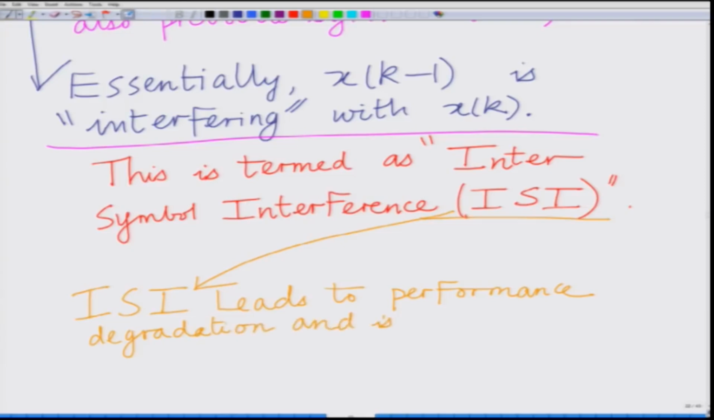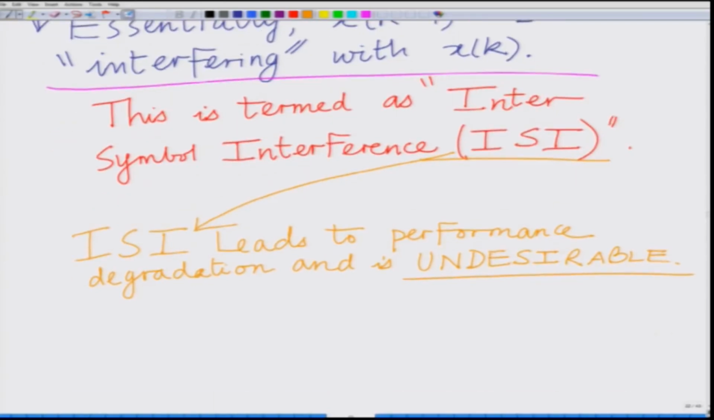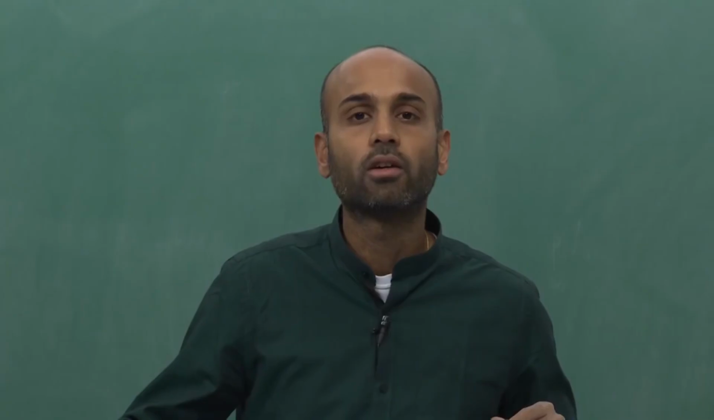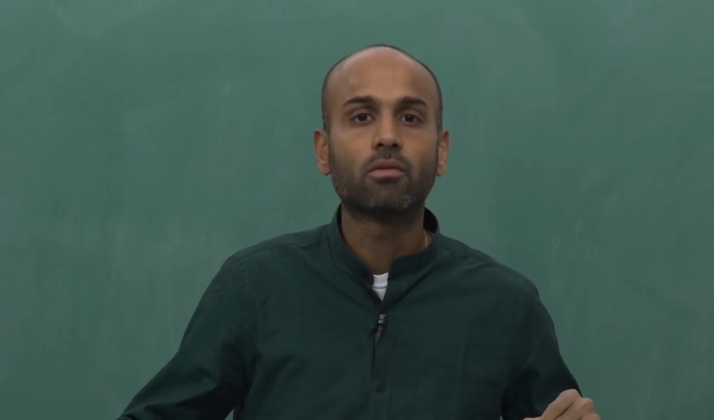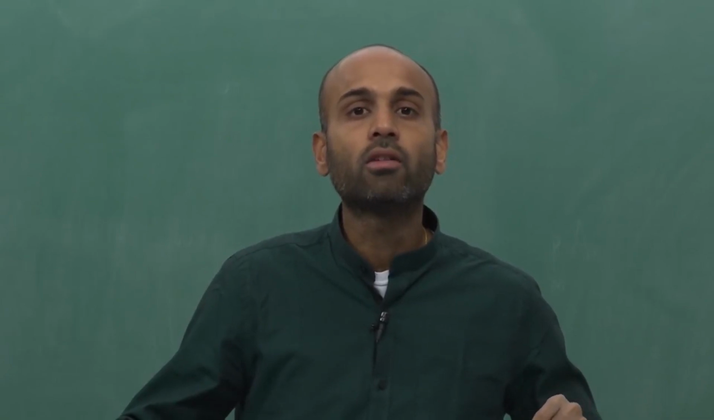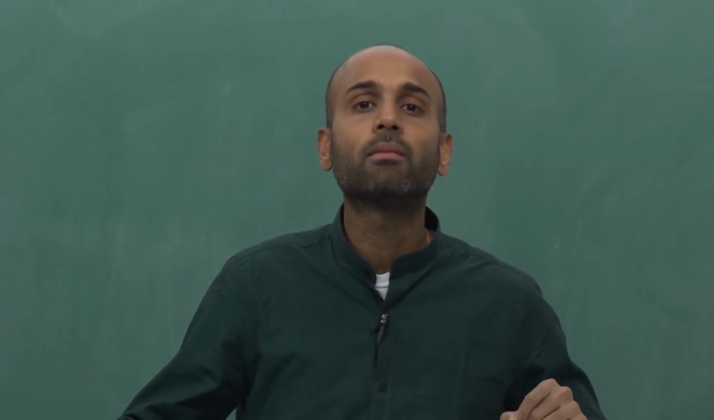ISI, or intersymbol interference, is basically undesirable. Hence, we would like to remove intersymbol interference. That is what we would like to do at the receiver for the detection of xk. That is, we want to infer what xk is. We would like to remove the interference from xk minus 1.